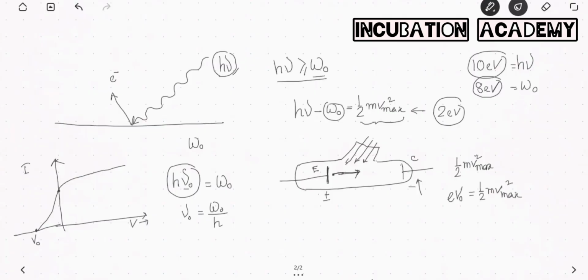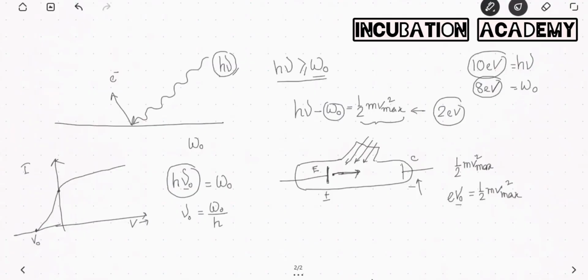When you made the potential between the collector and the emitter negative, equal to V0, the electron having the maximum energy which comes out from the emitter and tries to reach the collector just cannot reach, because due to this negative potential difference, due to the opposing electric field, it just stops.